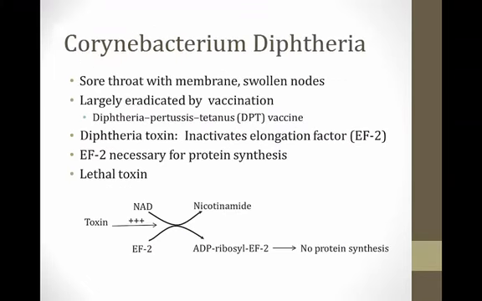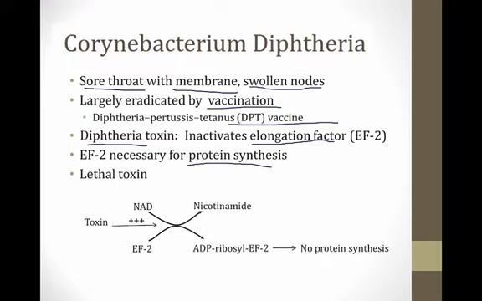So let's talk about diphtheria toxin in a little more detail. Recall that Corynebacterium diphtheriae causes a sore throat with a membrane in the back of the pharynx and swollen lymph nodes. And you almost never see diphtheria infection anymore because it's been largely eradicated by vaccination. There's something called the DPT vaccine that children receive, which protects them from diphtheria infection. Diphtheria toxin works by ADP ribosylation, and it ADP-ribosylates something called elongation factor 2, and EF2 is necessary for protein synthesis inside cells.